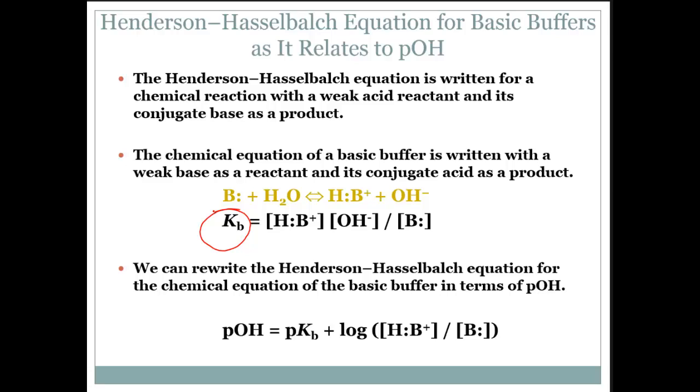We can rewrite the Henderson-Hasselbalch equation for the chemical equation for the basic buffer in terms of pOH rather than pH. So instead of it being the pKa, it's now the pKb here, with the conjugate acid on the top and the base on the bottom. So essentially this whole process would be the same, except instead of getting the pH, you're getting the pOH. And that's how you calculate the changes of buffers.